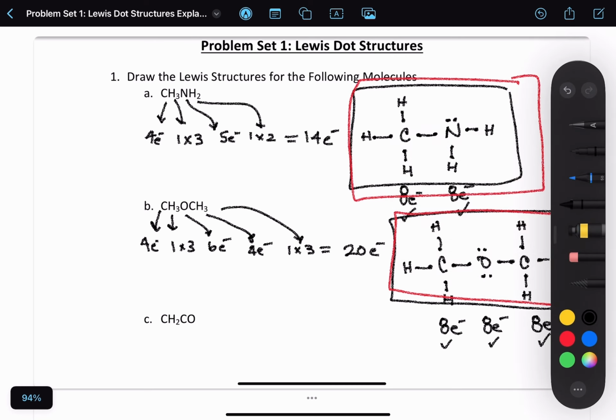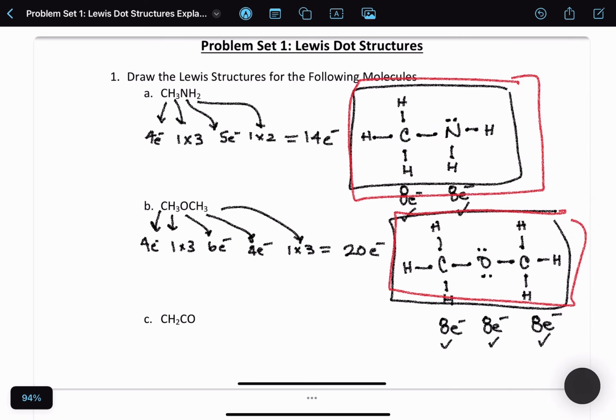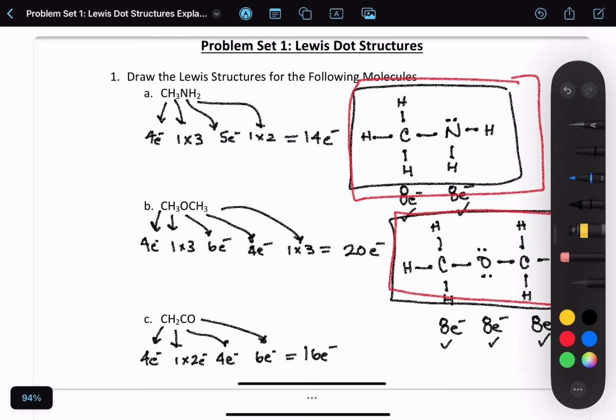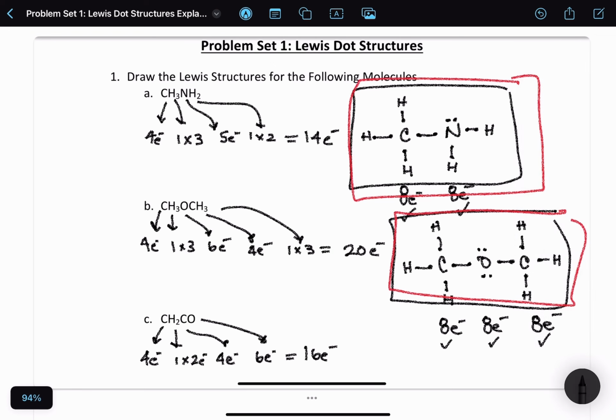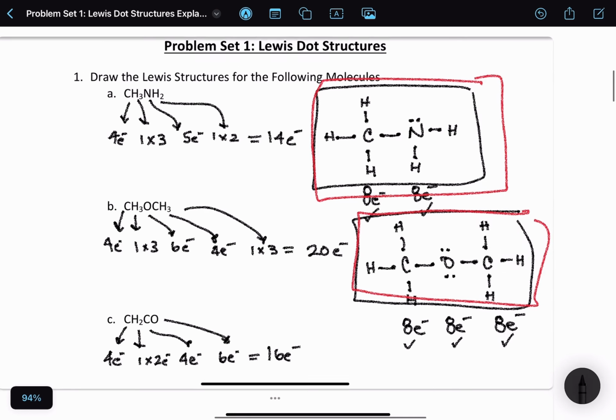The next problem that we have is CH2O. So we're going to get a little bit more into variations of possibilities. And so what we're going to do is, again, 4 electrons here, 1 times 2, 4 there, and then lastly 6. So we're looking at 16 electrons. And I'm going to go ahead and draw this over here, and I'm going to put the heteroatoms and the carbons in the middle. So I'll just go ahead and slide over.